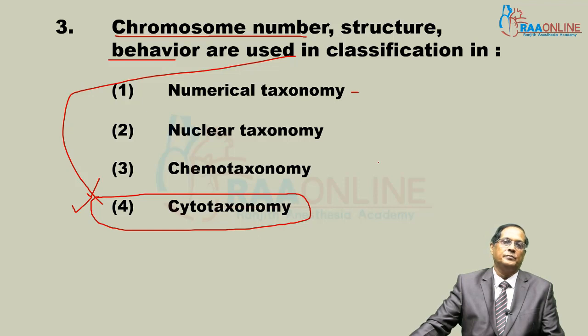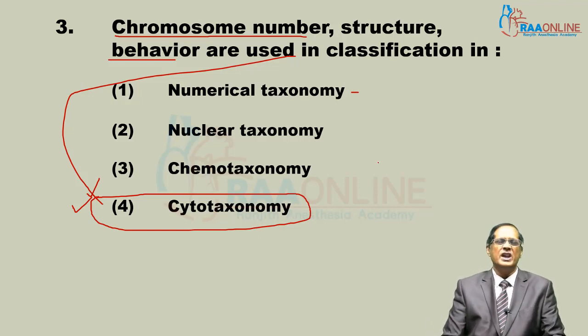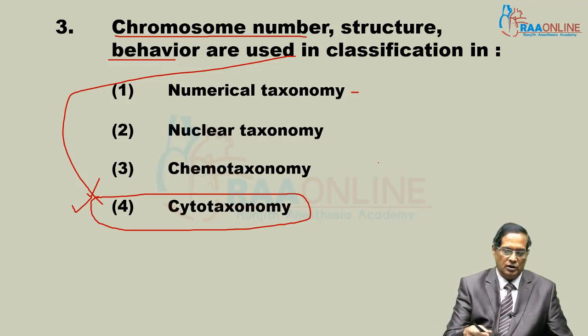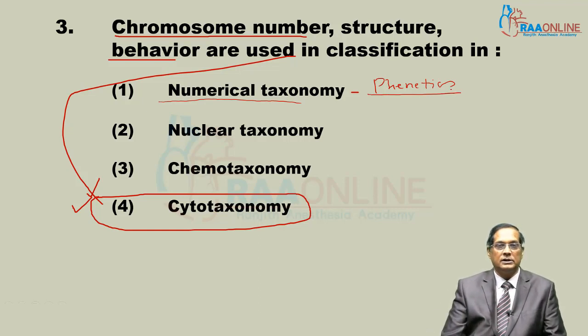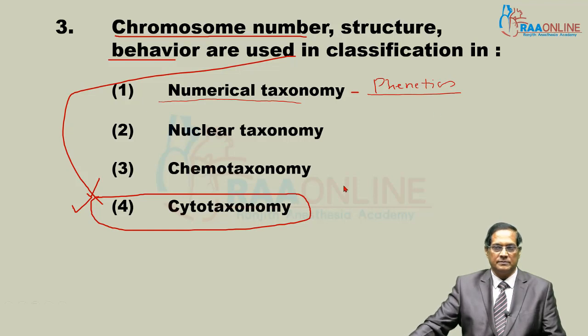Numerical taxonomy includes various types of characters. Hundreds of characters are considered in numerical taxonomy. It is also called phenetics. In numerical taxonomy, computation is required. Data compilation can be done only with the help of a computer, because a number of characters at a time are considered for the classification of an organism.